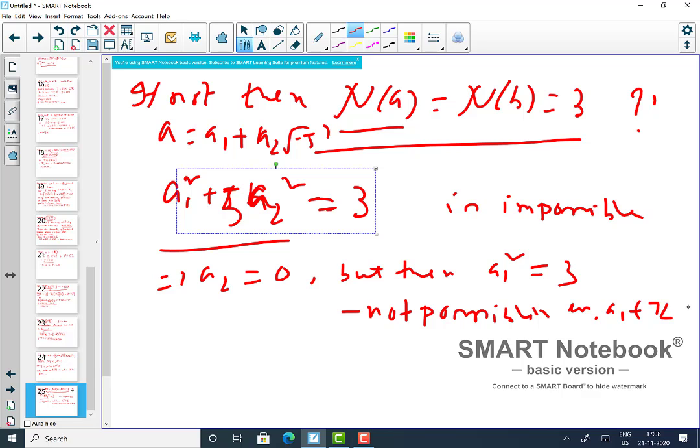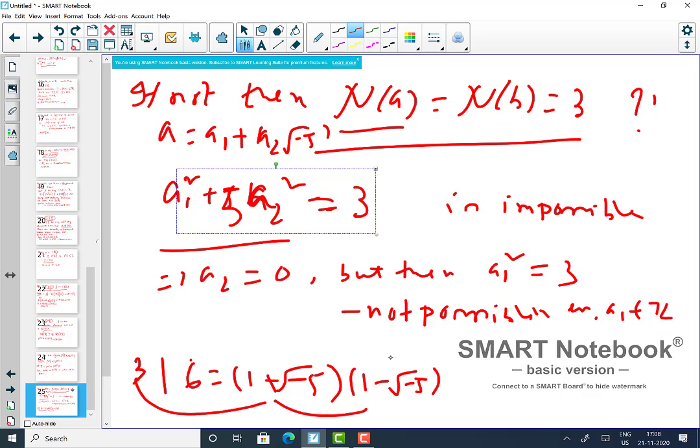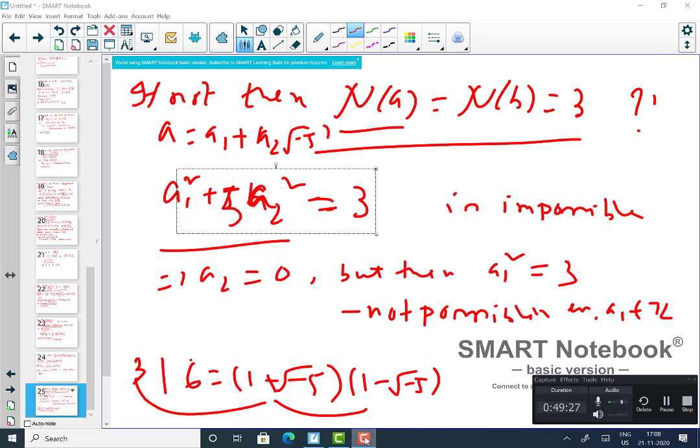So you just showed that 3 is an irreducible element, but it is not a prime. We already proved that this is not a prime, because 3 divides 6, which is nothing but 1 plus root over minus 5 times 1 minus root over minus 5, right? But 3 does not divide any of those factors. So 3 is not a prime element, but 3 is an irreducible element.